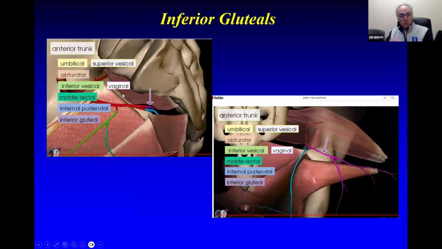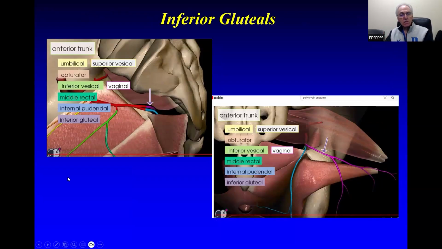Then you also have, in women, obviously, a vaginal branch. And then the internal pudendal artery is the last branch of the anterior trunk. And I'll show you what that looks like in patients who have pudendal vein varicosities in a moment.